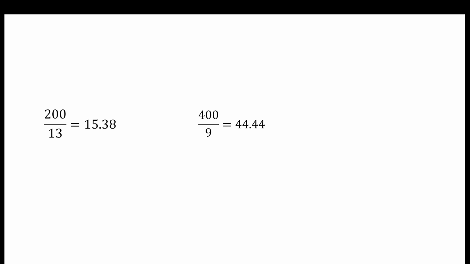A quick quiz. Remember what is 100 by 13? So can you tell me what is 200 by 13? Yes, double of 7.69, which is 15.38. How about 400 by 9? Yes, 11.11 into 4. How about 600 by 7? Remember the cycle 142857. So 600 by 7 gives you 85.71.